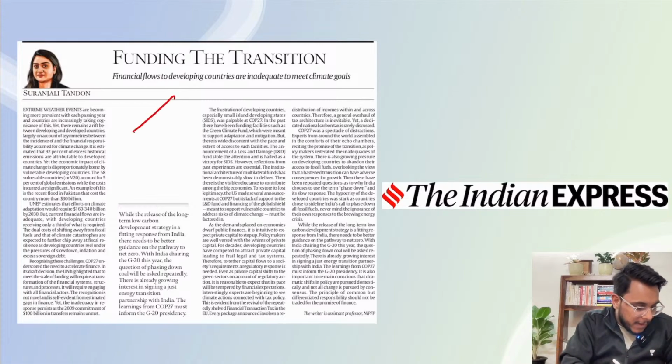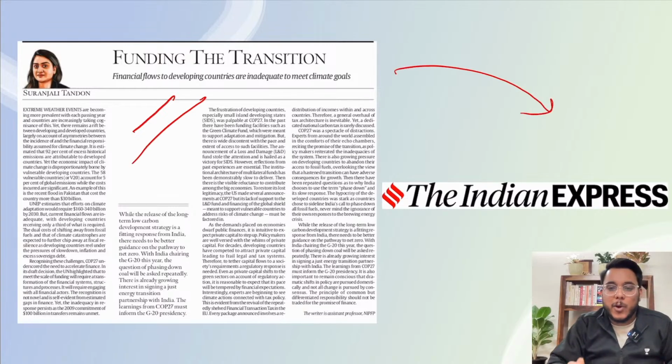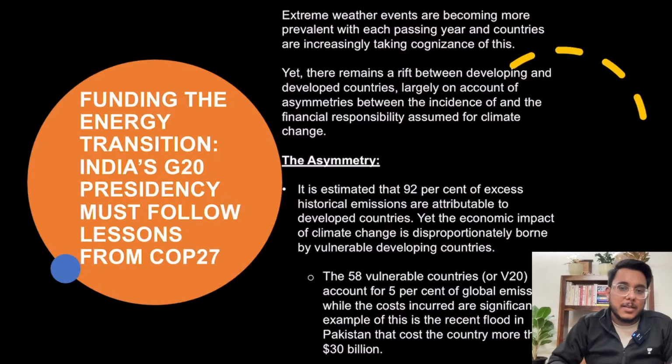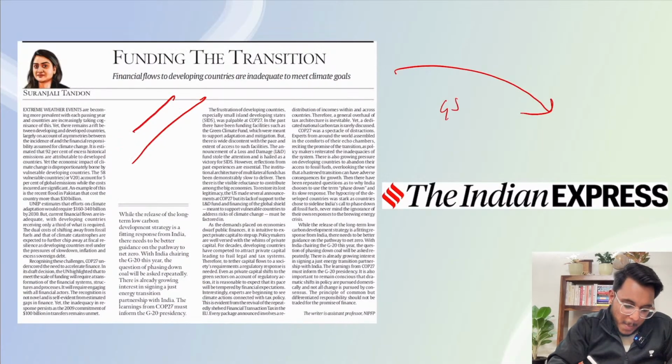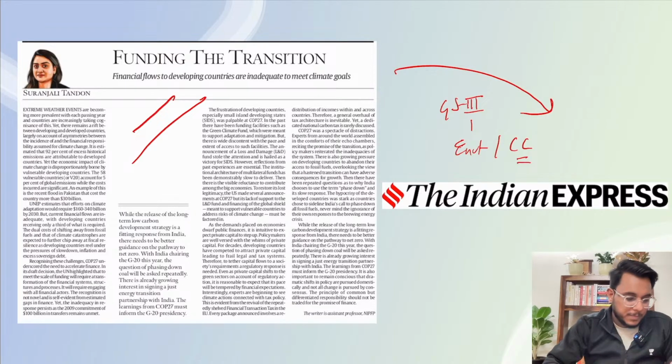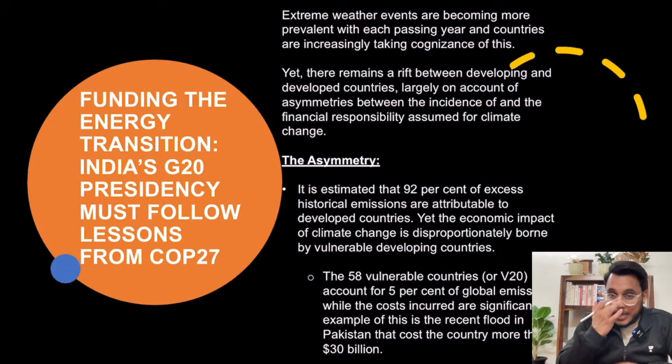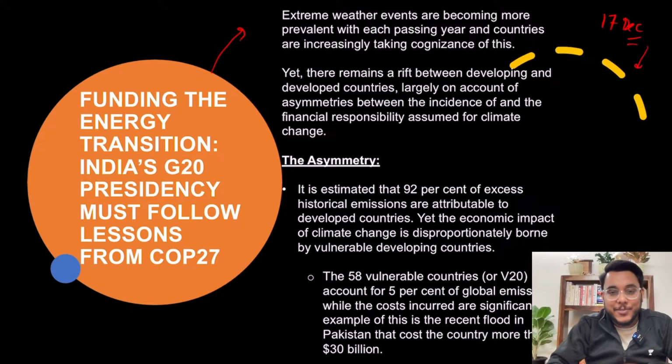So this article is Funding the Transition, and it has been taken from the Indian Express newspaper. Now, this article, guys, will be important for GS paper number 3, environment and climate change. Basically, the article is talking about how right now, extreme weather events are becoming more and more prevalent with every passing year. Even I'm right now sitting in Delhi. It's 17th December, and it doesn't even feel that we are in the winters. Winters that used to be there 15 years back, we don't usually witness such winters. This year we have not witnessed it till now.